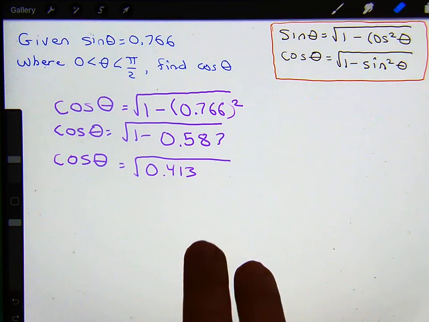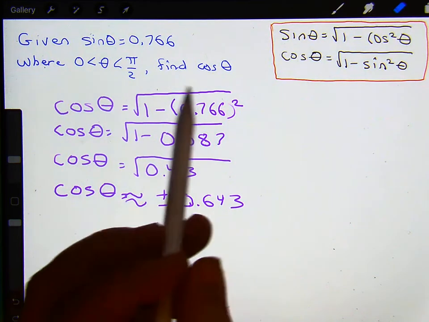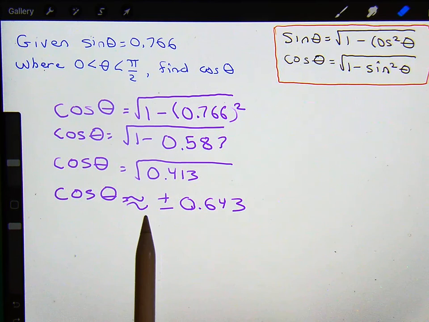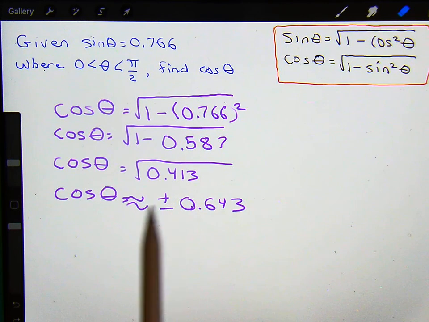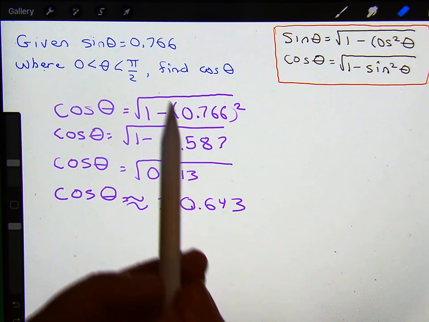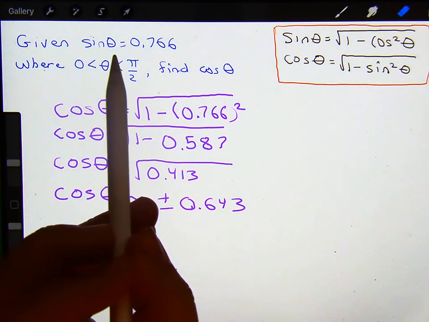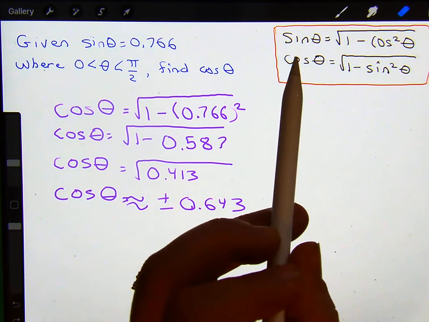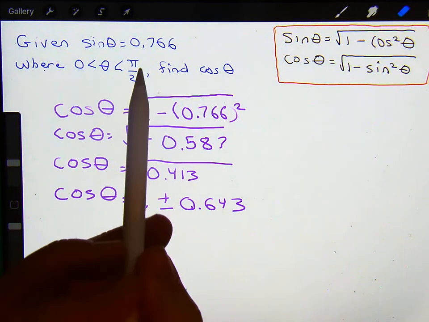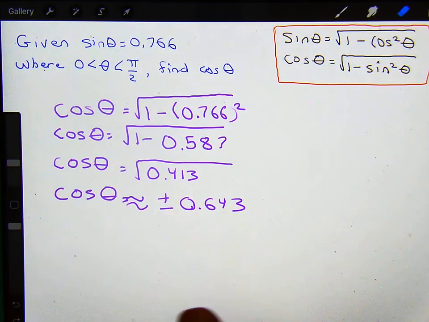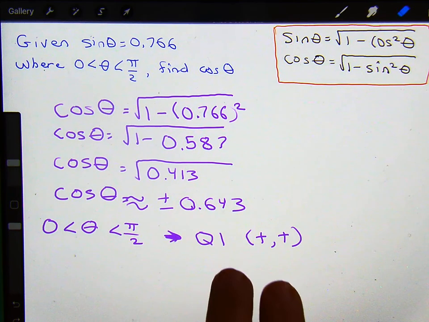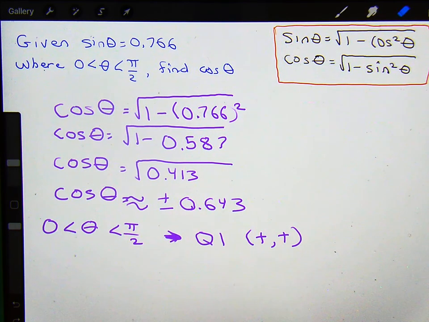And we're just doing math at this point. We just plug it in and simplify. But what we come down to is that cosine could be approximately positive or negative this quantity. So basically I've done everything that I can do here using my formula. Now I'm going to start looking at my where component. So it says that it's this range here, which means that I'm working with quadrant 1.